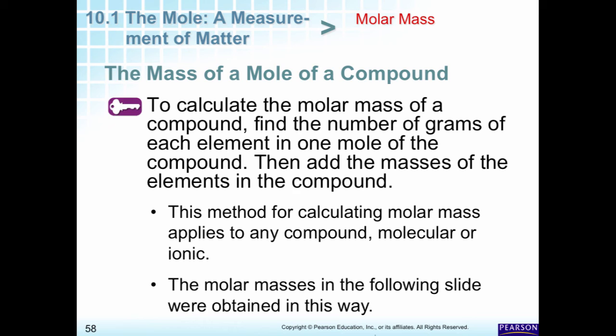All right, so for a compound, we can't just look at the periodic table itself and look at that number, but we have to find out from the periodic table the number of grams of each element, and then add the masses together. So we look for molar mass, and it can be molecular or ionic to do this. We usually use the term molar mass. Technically, for ionic compounds, sometimes we call this formula mass.